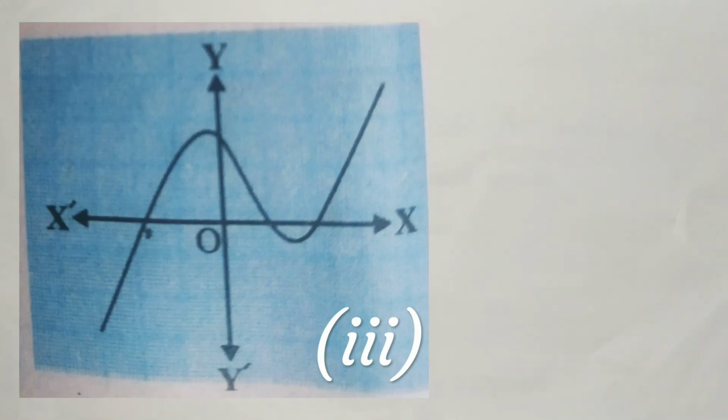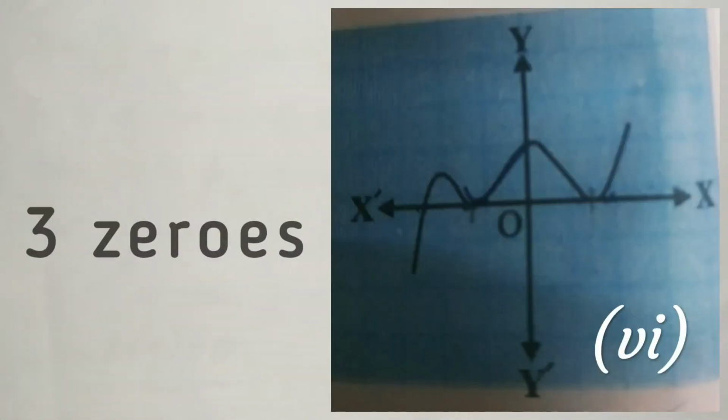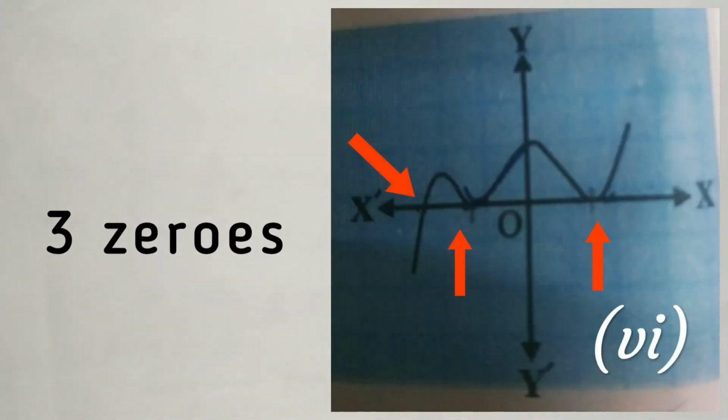Now find out the number of zeros. You got it. Number of zeros are 2, and similarly the number of zeros are 3.